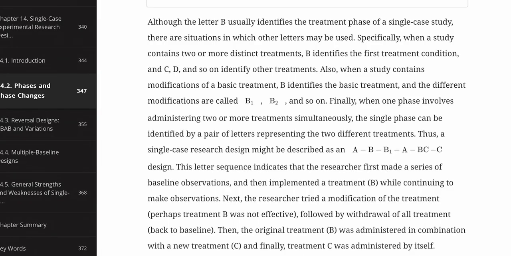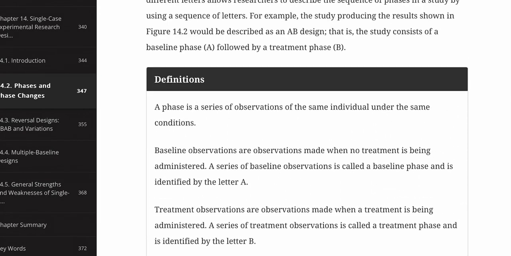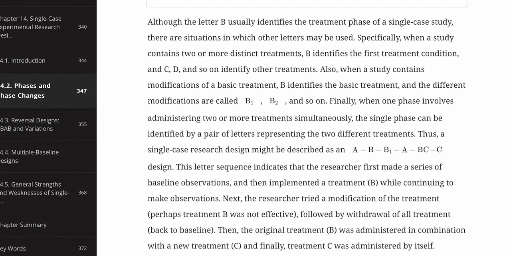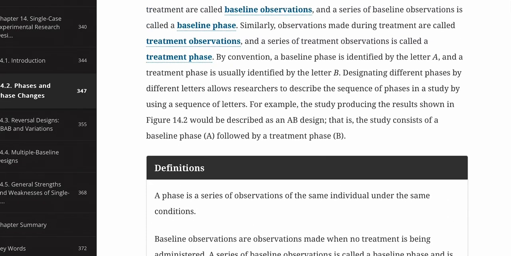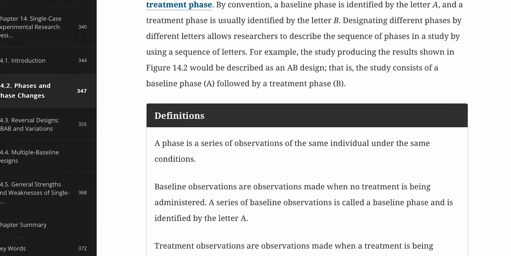In your book, it talks about the example from 14.2 from the last video, where they talked about the disruptive child and the treatment example. They had a baseline, so they had A, and then they had a treatment phase, so they had a B. I think it says, yeah, right here, it says the example in 14.2 would be called an A-B design, because it was a baseline phase followed by a treatment phase.